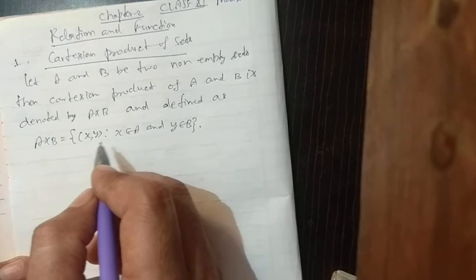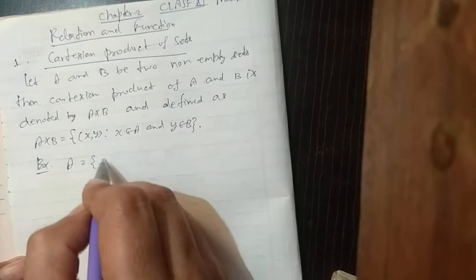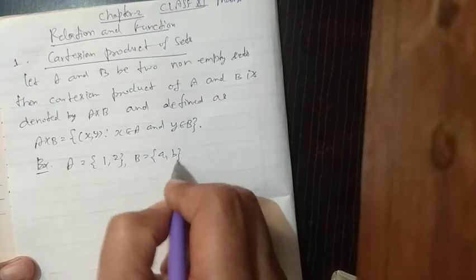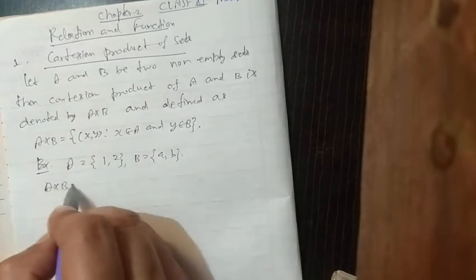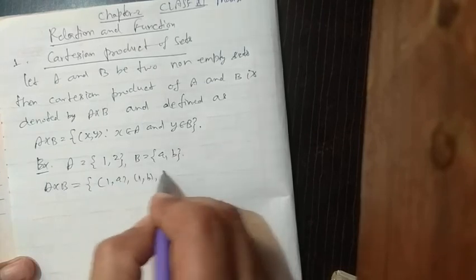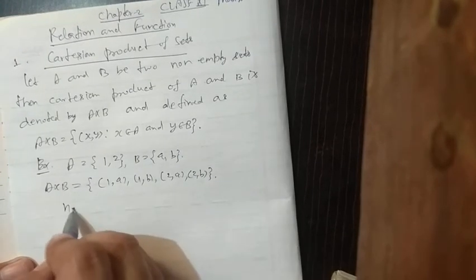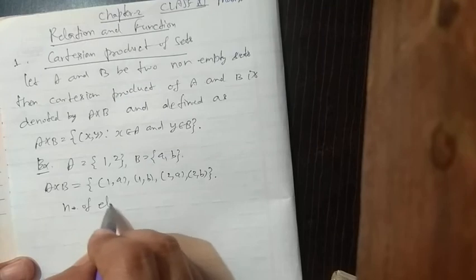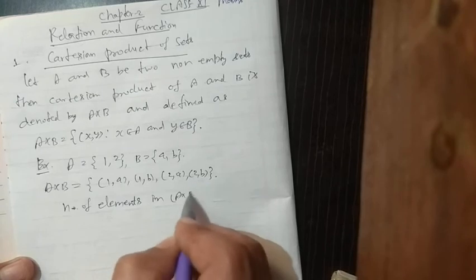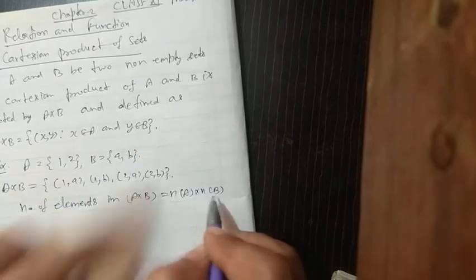In a Cartesian product, elements are in ordered pairs. Example: if A is a set having elements 1, 2 and B is another set having elements a, b, then the Cartesian product of A and B is (1, a), (1, b), (2, a) and (2, b). So the number of elements in A cross B is equal to the number of elements in A into the number of elements in B.